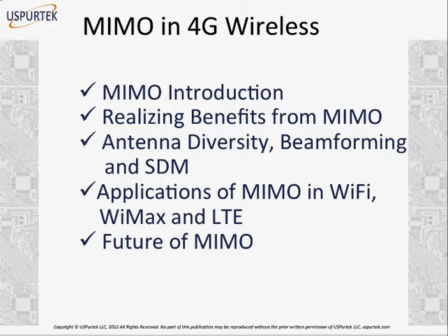We will examine how wireless throughput can be multiplied and how the wireless connection, the over-the-air link, can be made more robust and reliable by using antenna diversity, beamforming, and SDM. Now, SDM here stands for space division multiplexing. Then we will talk about how MIMO is used in various wireless broadband standards that includes Wi-Fi, WiMAX, and LTE. Finally, we'll have a glimpse of the future of MIMO and see where this technology is going.